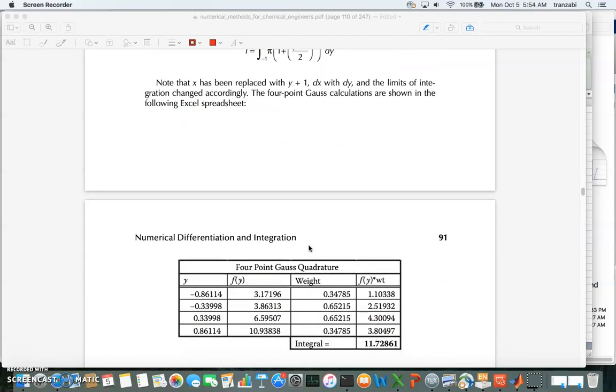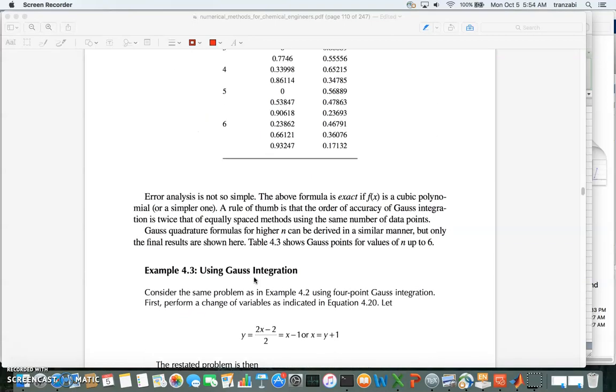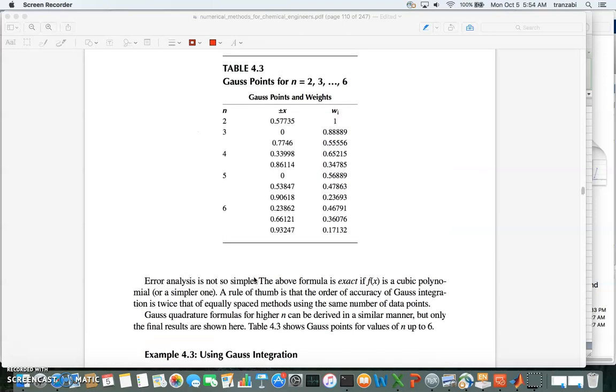Let's do 4-point Gauss Quadrature in this case. That's what the book did. So for 4-point Gauss Quadrature, well, this is our choice. The more points we use, the more accurate result we get.